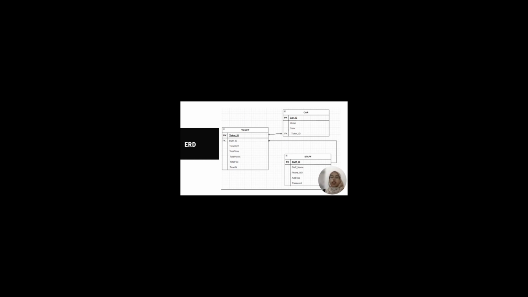So for the relationship between each table, the car table and ticket table is 1 to 1, which means one ticket belongs to one car and one car can have only one ticket. The ticket and staff tables are one to many: one staff can register many tickets and many tickets can be recorded by only one staff.